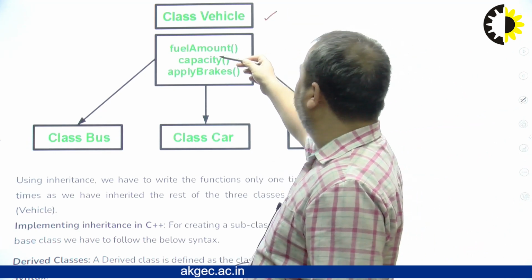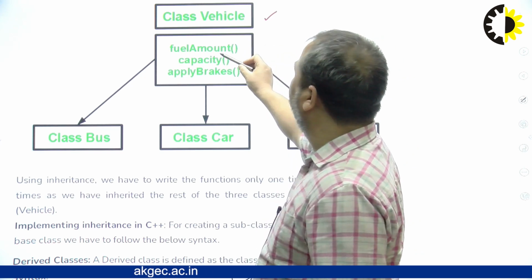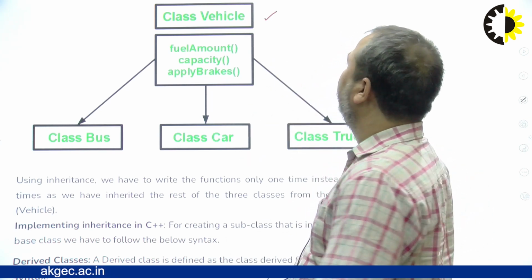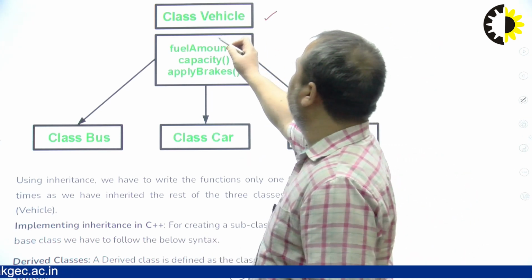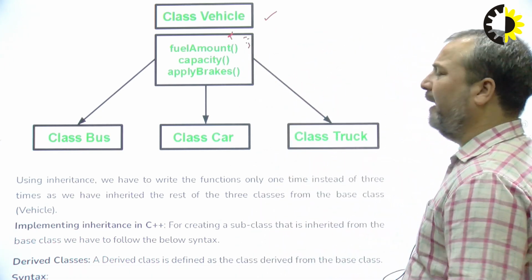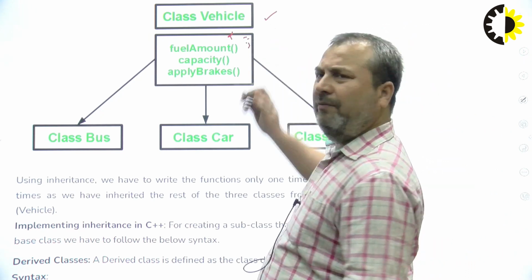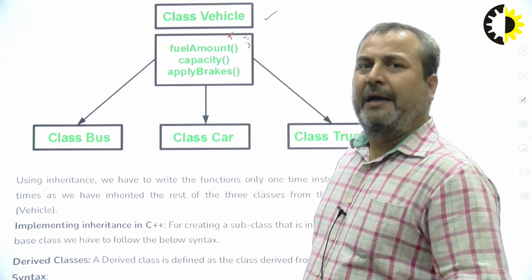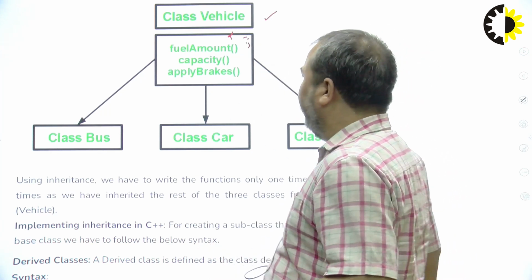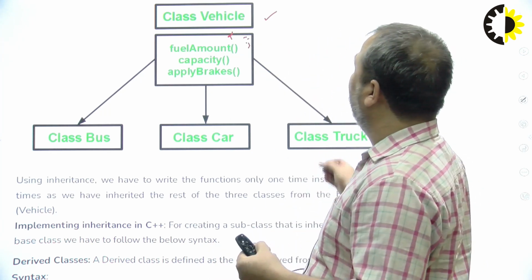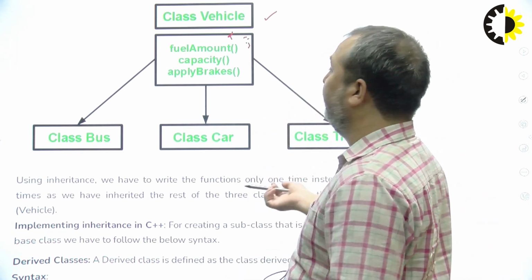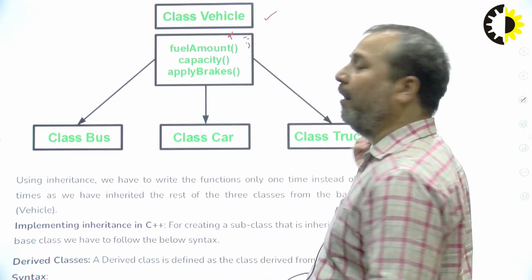These are the functions or methods, like fuel amount, capacity, and apply brake. There may be some data, of course. Class vehicle has data like registration number and type. These are the functions which could be applied on the data. So from class vehicle, we can create some classes, say a bus class, a car class and a truck class.